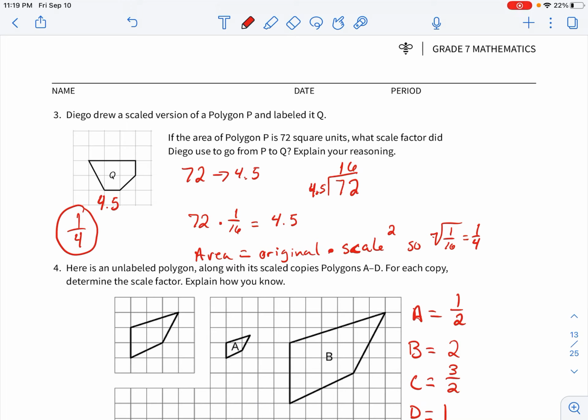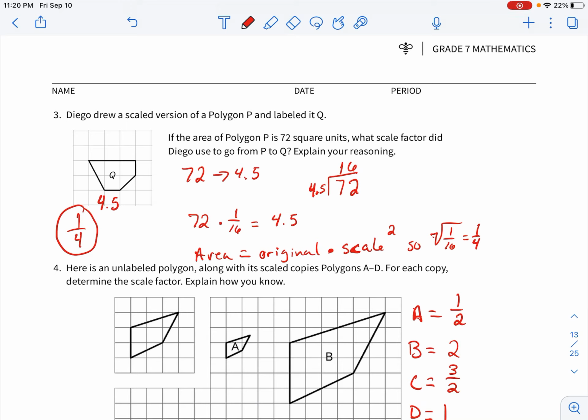All right. So to find what we multiplied 72 by to get to 4.5, we have to undo that multiplication. So we divide those two numbers. 72 divided by 4.5, when you do that, you'll get 16. Okay, so we're going to take that number and put it under 1. So 1/16, because once again, we are going from a larger number to a smaller number, so our scale factor has to be less than 1. And so we got 16 here, but we know that since it's a reduction, it's 1/16 that we're multiplying by.